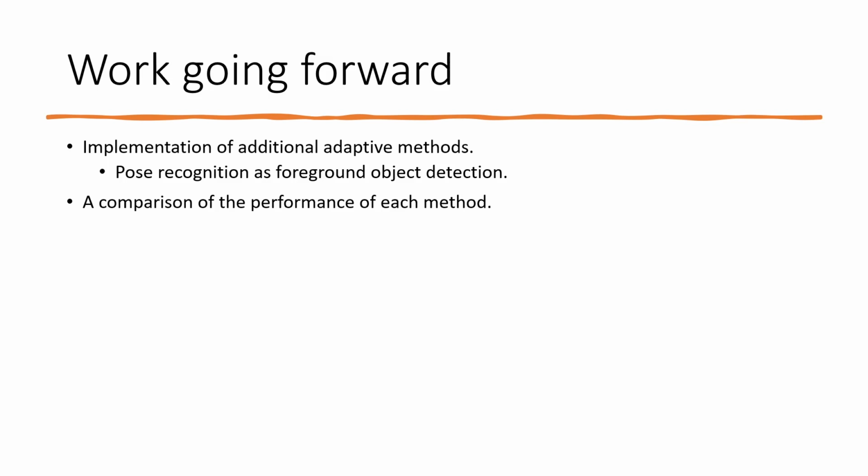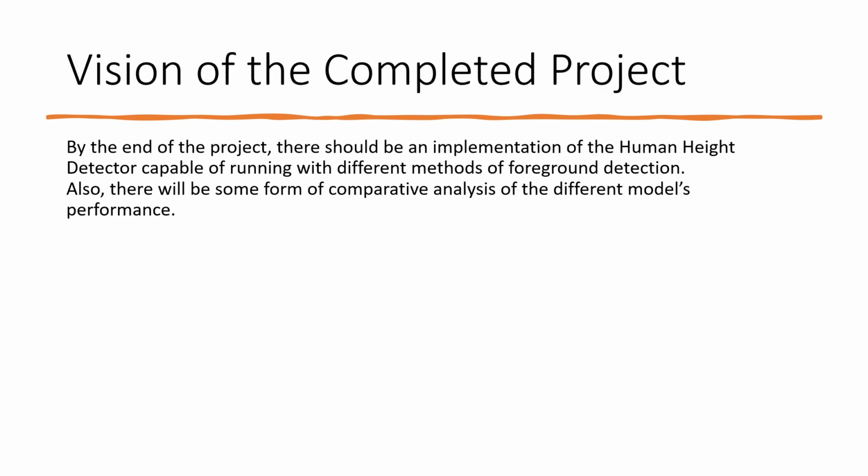One currently in the works is based on pose recognition. It should allow for a high degree of certainty that the object detected in the foreground is in fact a human. Also, as these methods are produced, comparisons will be made. By the end of the project, I will have produced a version of the human height detector that can run several methods of foreground object detection, and will have some form of comparative analysis for each method.